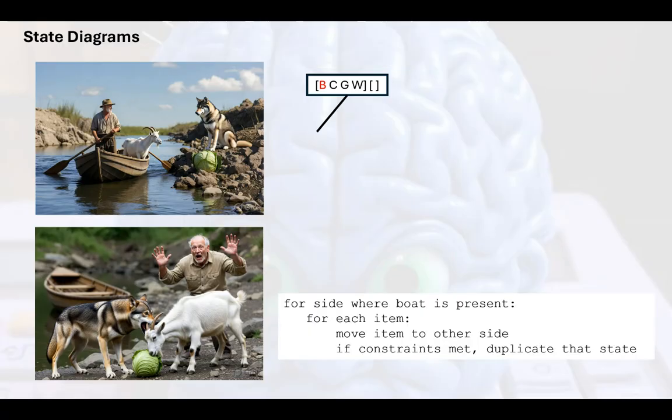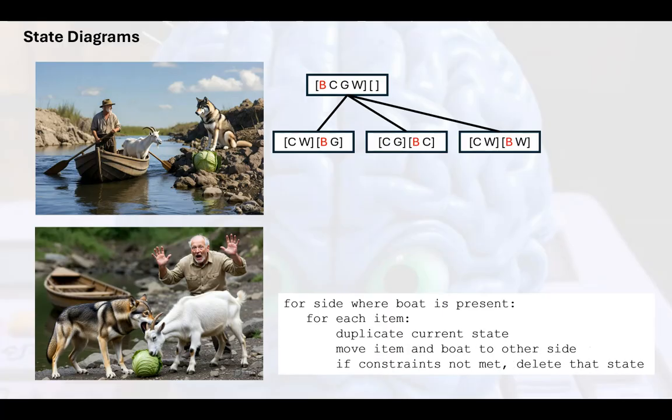Now have a look at this code and see if you can see why it doesn't work. Pause to think about it. Well, we have correctly moved the boat across and the goats, and we've generated that new state, but now when we consider the next item, we're considering the new state rather than the old state. So that's not going to work.